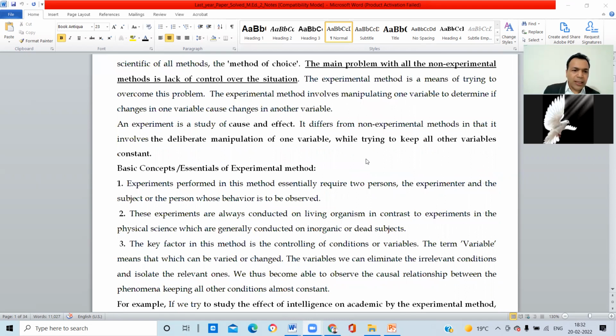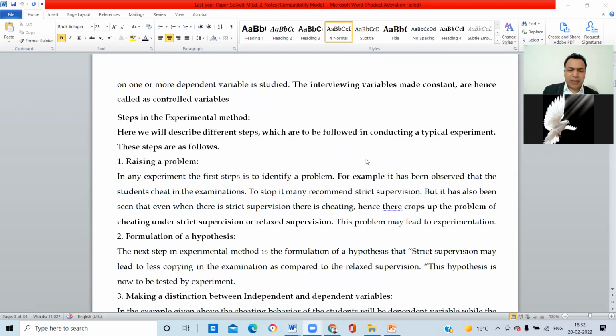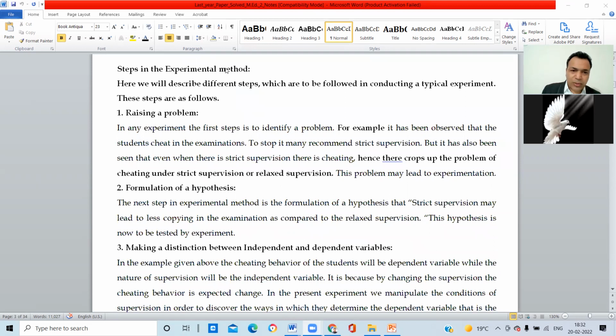Okay, so first you have to define the experimental method, define the steps also. Okay, this is most important. Steps are almost the same for all research. The first is raising a problem, right? Step of experimental method. Yeah, any other method, historical method, right?